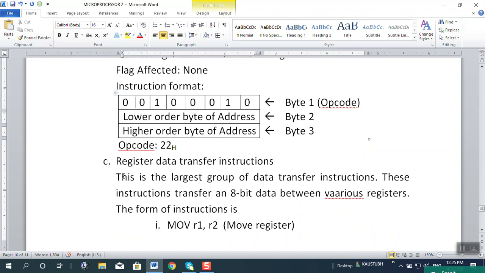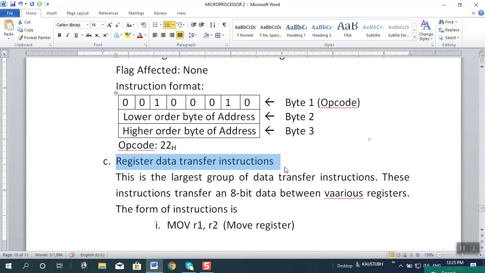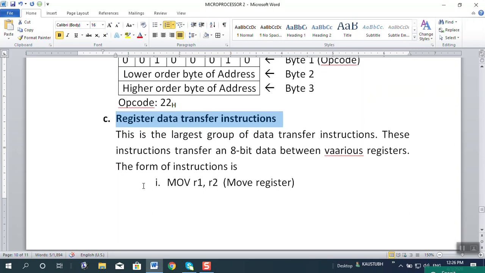Okay, so the third category of the data transfer instructions is register data transfer instructions, based on the register addressing mode, also called register direct addressing mode. One thing to be noted here is that this is the largest group of the data transfer instructions. Here you will have a total of 49 instructions.